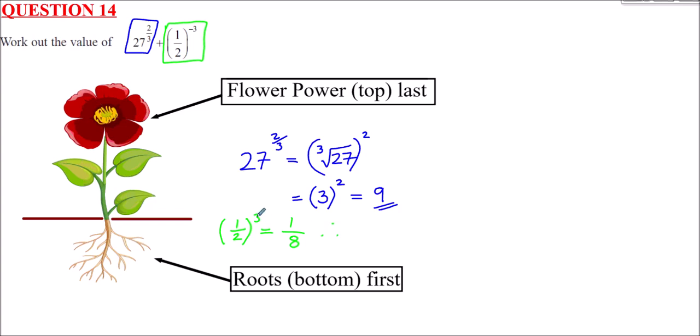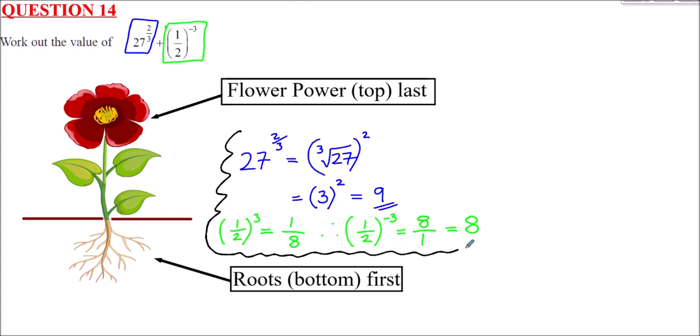So if a half cubed is 1/8, we can work out from that what a half to the negative power is. If we know what the value is to any power, that same value to the same power made negative is always a reciprocal of when the power was positive. So a half to the minus 3 will be the reciprocal of 1/8, which is 8 over 1, which of course is just 8.